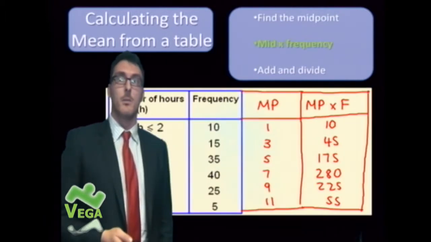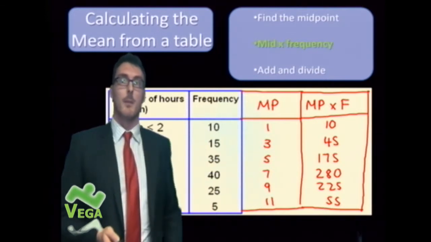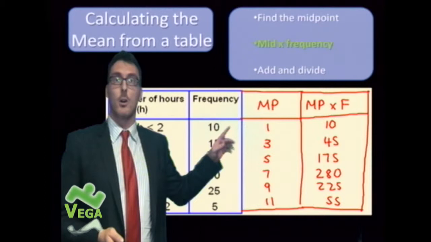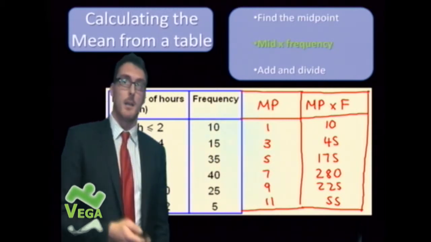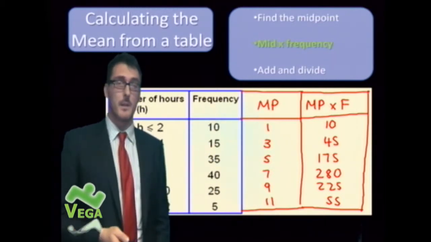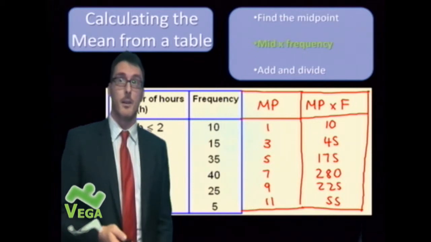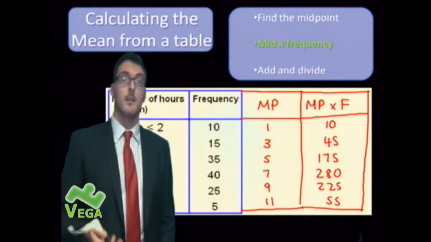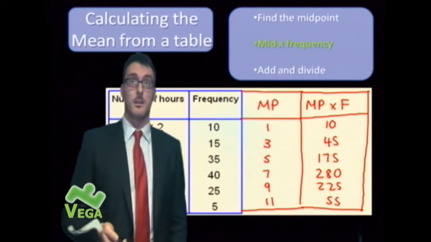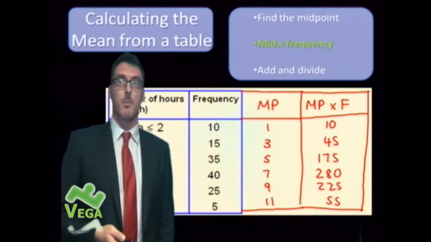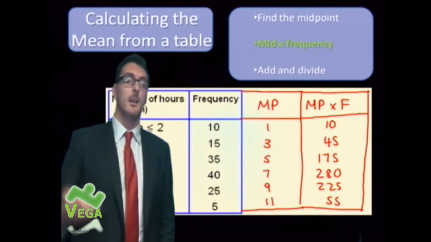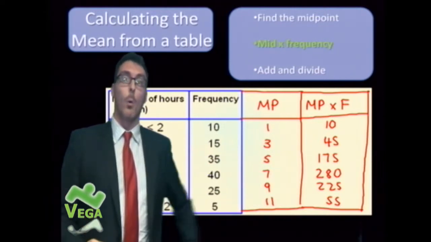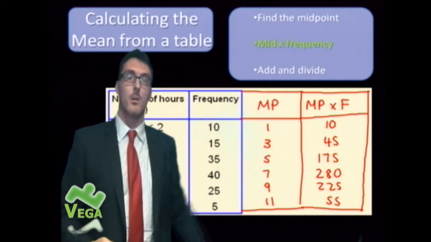The second thing to do will be midpoint multiplied by frequency. So we take our midpoint and we multiply it by the corresponding frequency. 10 by 1 is 10, 15 by 3 is 45, 35 by 5, and so on. Now don't worry about this, you'll have a calculator in the exam, and this is a calculator question. And once you've multiplied your midpoints by your frequencies, again you'll need to draw them in a column all the way down on this far column.